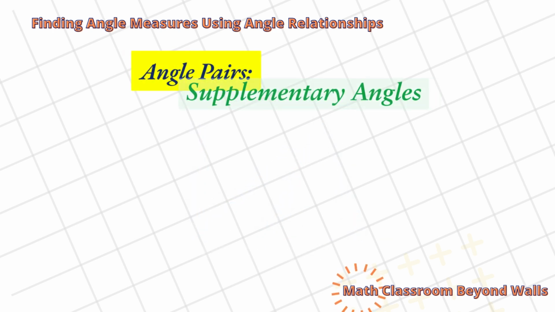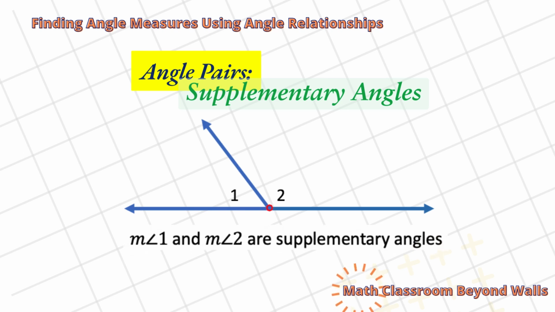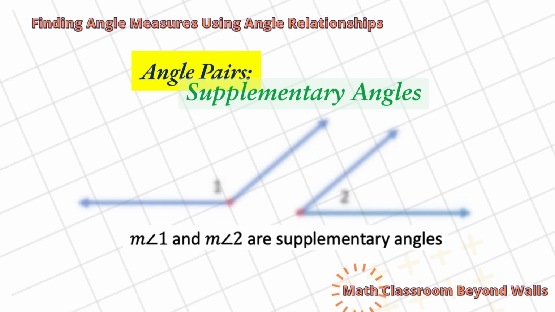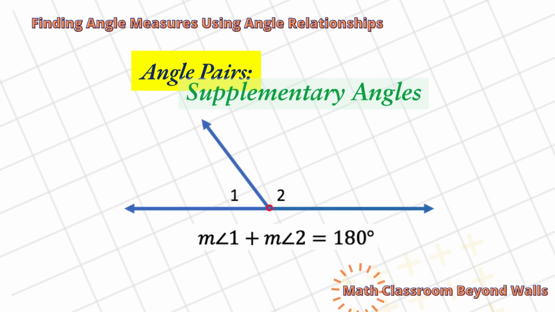Fourth, supplementary angles. The sum of the measures of these two angles is 180 degrees. They may be placed so that they form a linear pair like this, or they may be two separate angles as shown. Again, remember that the sum of the measures of these two angles is 180 degrees. That is, the measure of angle 1 plus the measure of angle 2 equals 180 degrees. So if one angle measures 60 degrees, then the other must have a measure of 120 degrees.